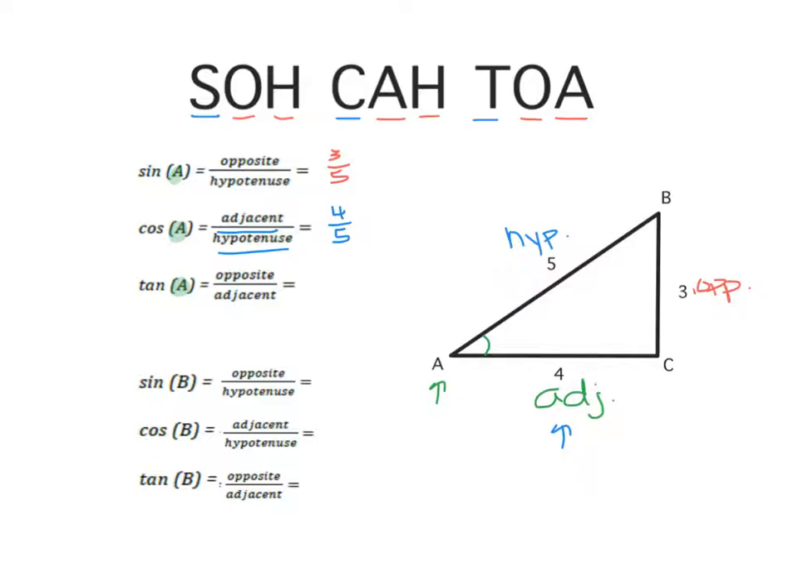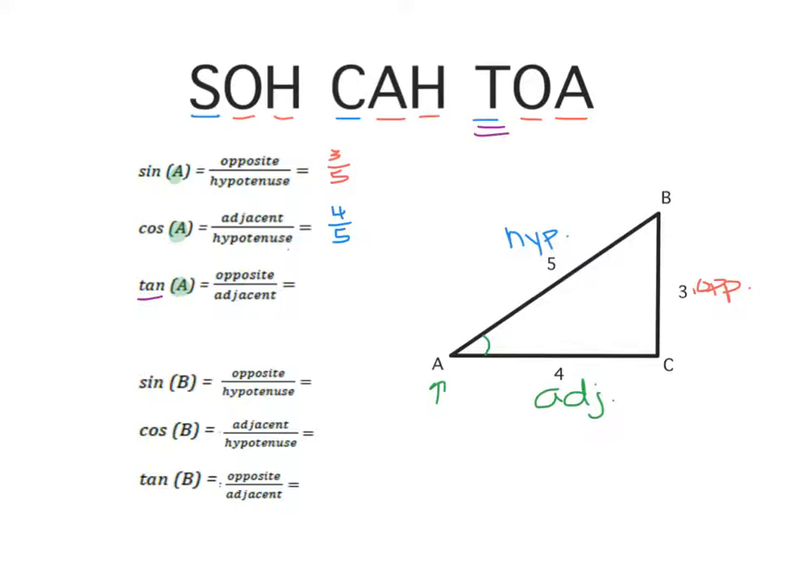So see how we are just taking the different sides in question here and comparing them based on our SOH CAH TOA rule. Here's a little farther breakdown. The tangent of angle A, so tangent tells us I'm starting here at TOA.